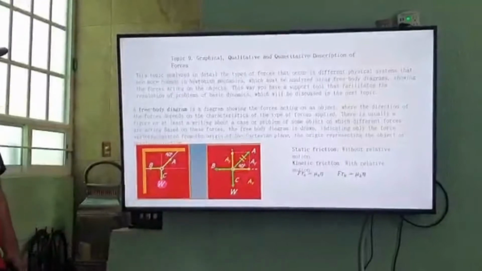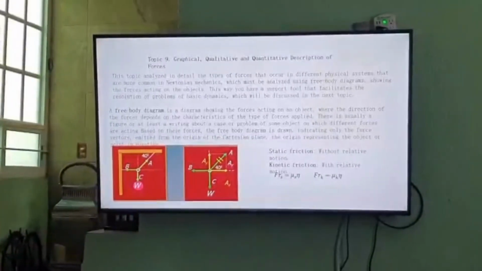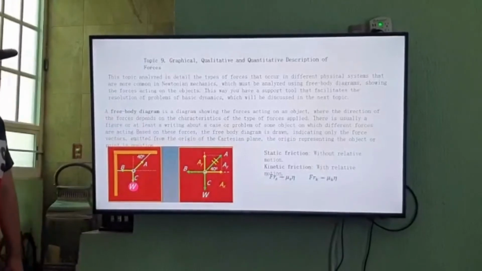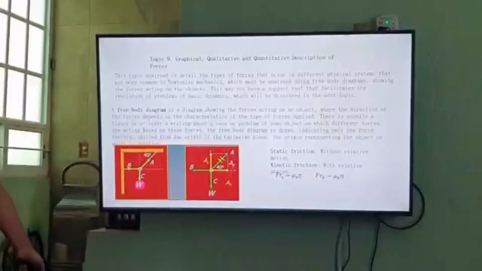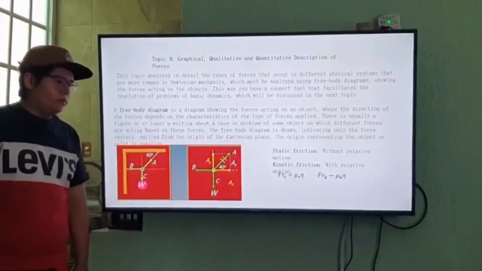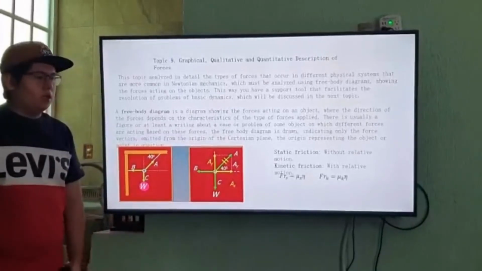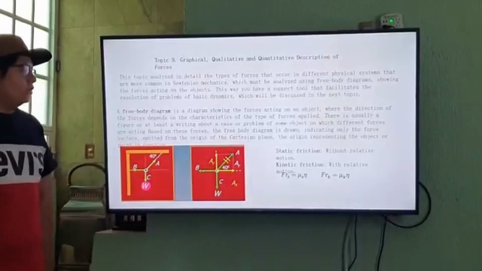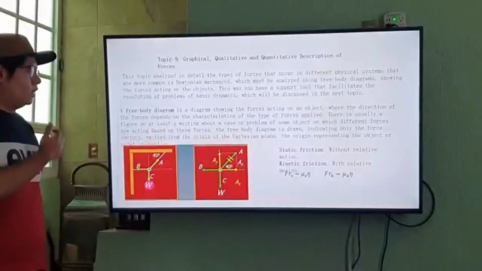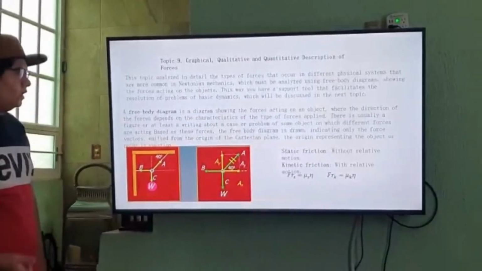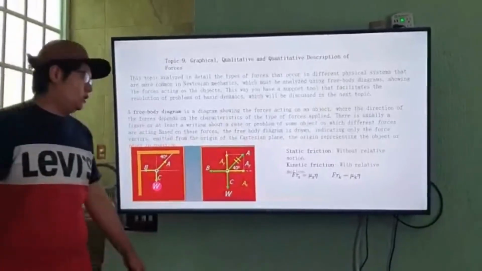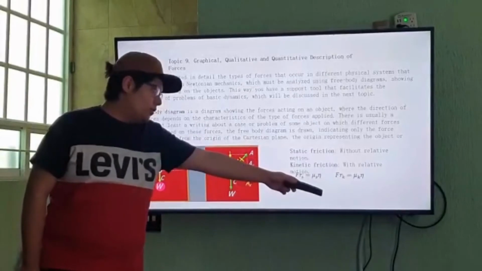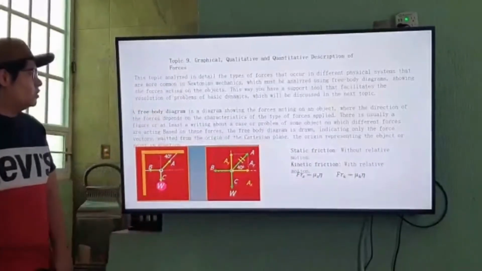Topic 9 is the qualitative and quantitative description of forces. This is a topic that mostly talks about kinetic and static friction, where static friction is without relative motion and kinetic friction is with relative motion. Here is the formula for static friction, and that is the formula for kinetic friction.